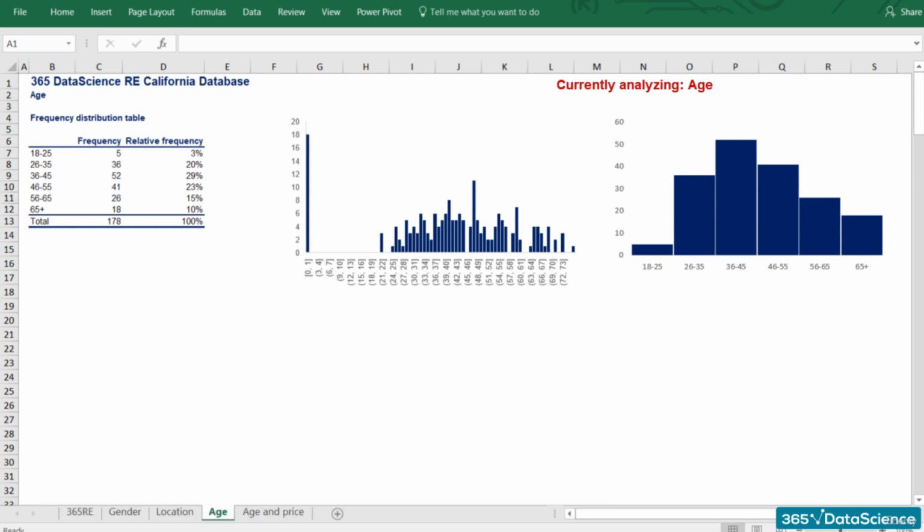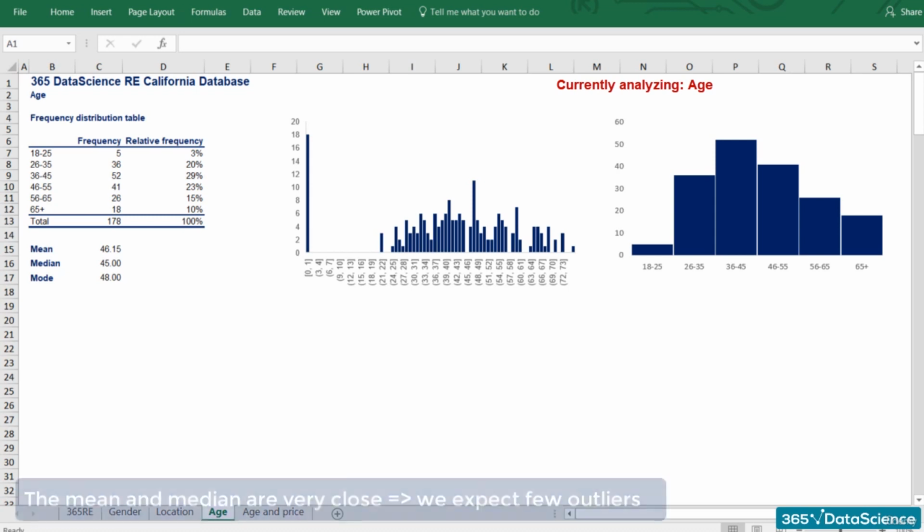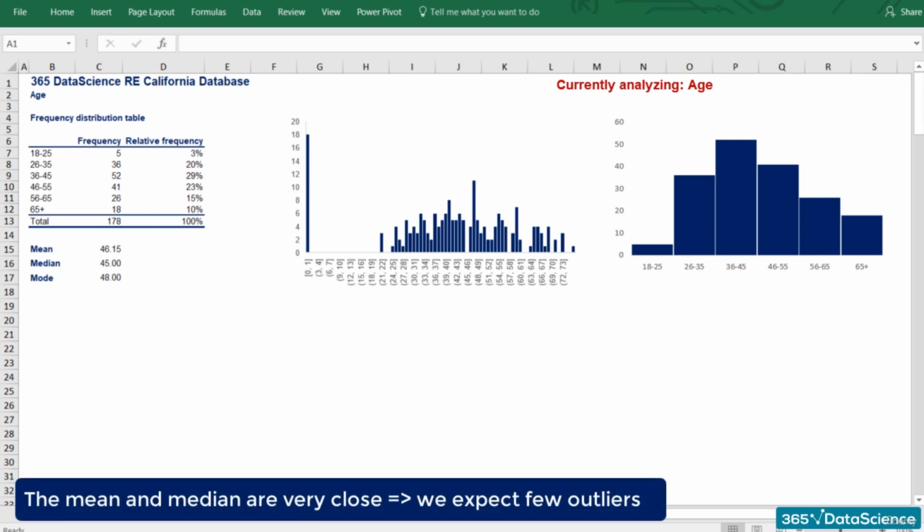Let's do it! The mean, median, and mode are the place where we usually start. The mean age is 46.15 years, the median age is 45 years, and the mode is 48 years. All right, the mean and median are pretty close, so we don't have a lot of outliers. As you may recall, the mean is affected by them, while the median is not.